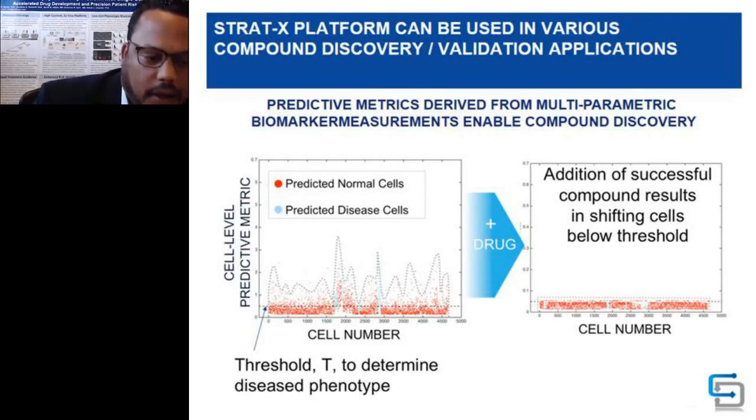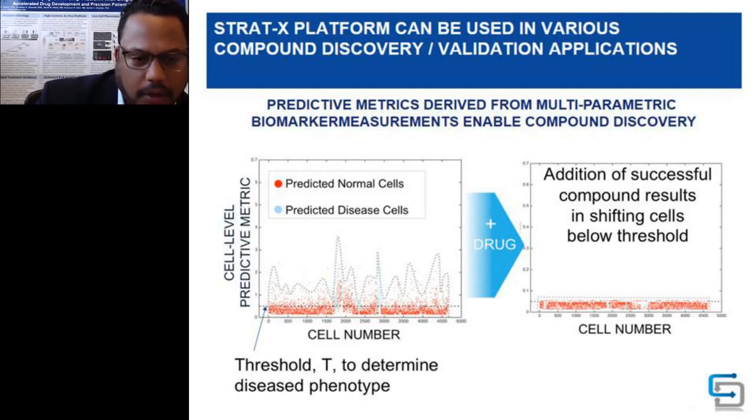And these cells that are above the dotted line are predicted as being positive by the machine learning algorithm. And one can understand how if one would add a drug and then push all those cells down below the threshold, one might have a very positive and predictive and useful drug on their hands.